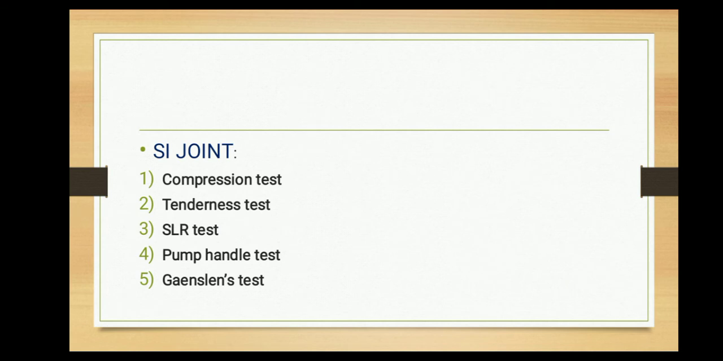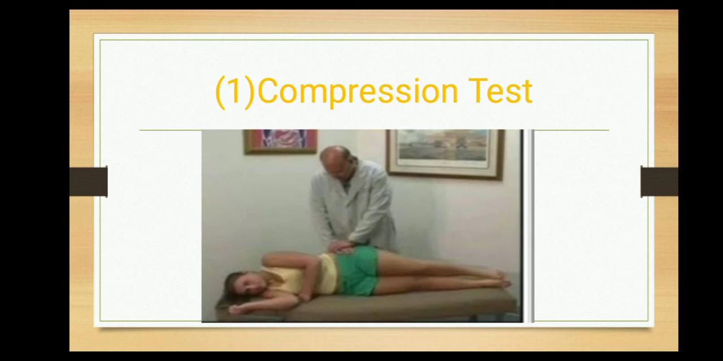Okay, and the last one is the sacroiliac joint. In sacroiliac joint examination, we have to perform various tests like the compression test, tenderness test, SLR test, pump handle test, and Gaenslen's test. First, we look at the compression test. In the compression test, as shown in the figure, the patient position is side lying. The therapist applies pressure over the patient's hip. If the patient complains of SI joint pain, it indicates a positive test.